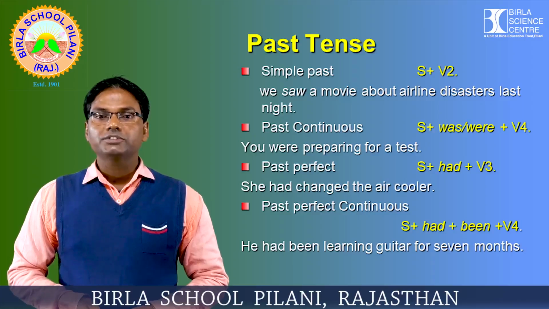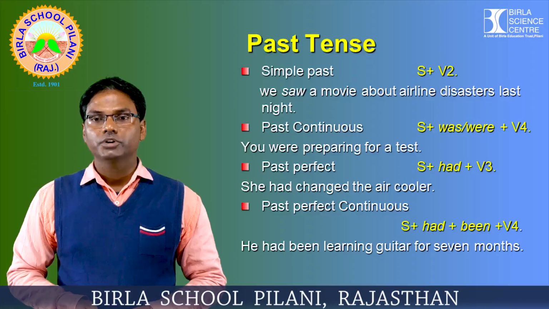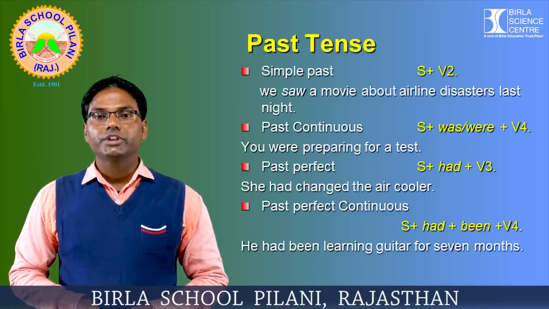Next, the past perfect tense. Past perfect tense is subject plus had and the third form of the verb. Remember, the third form is also called the perfect form of the verb. See the example. She had changed the air cooler. She had changed. So had changed indicates the past perfect.